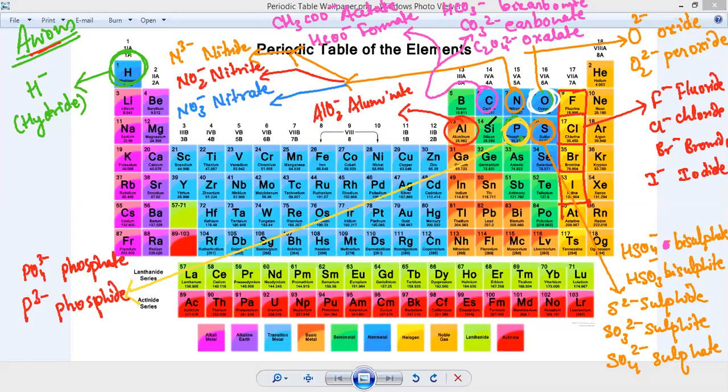Aluminium is a cation also, and it can form an anion also. This anion is called the aluminate anion, AlO2 minus. These are the different anions that you will be coming across.